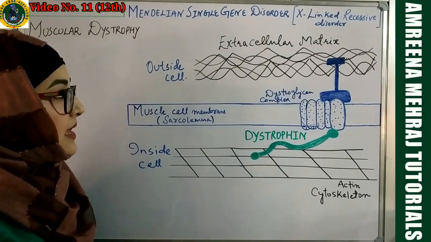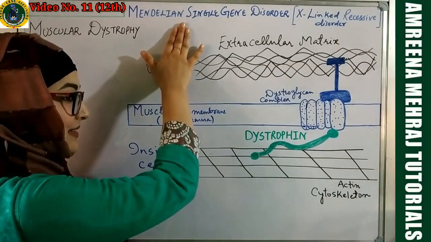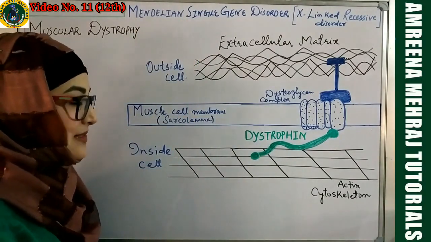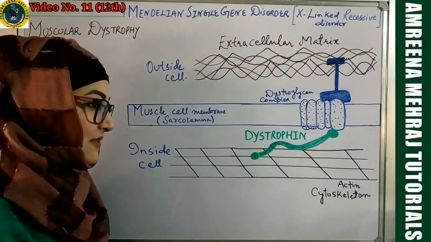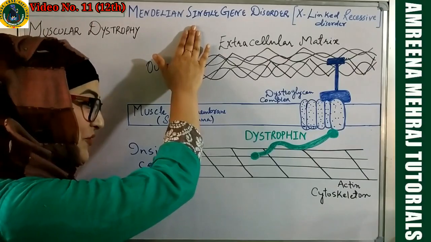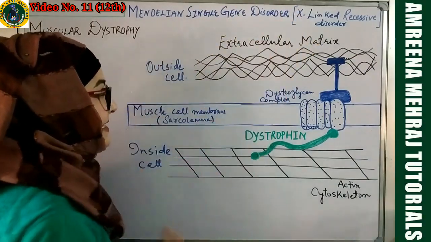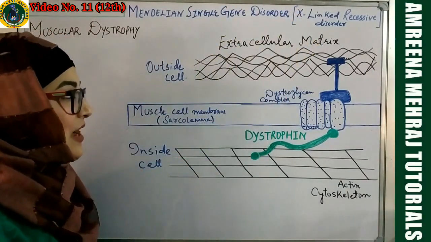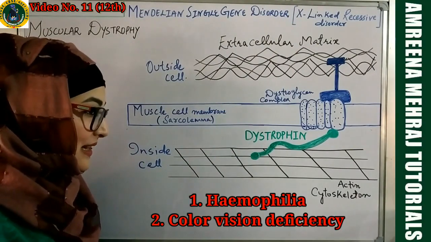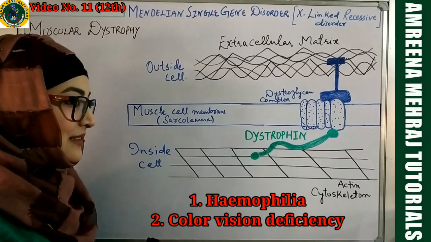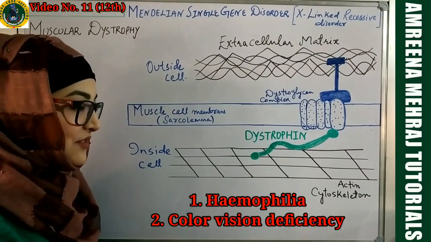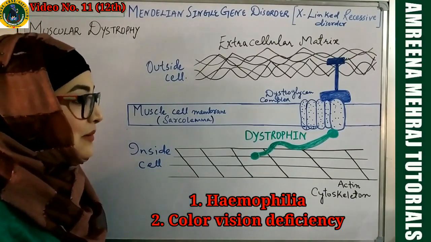So my dear students, as far as Mendelian single gene disorders are concerned, I have already discussed two disorders under the category of X-linked recessive disorders, because Mendelian single gene disorders are themselves classified into four different categories. The first category is the X-linked recessive disorders. Out of these, I have made you understand about hemophilia, its inheritance pattern, what happens in that particular disease, and I've taught you about color vision deficiency, what we usually call color blindness.